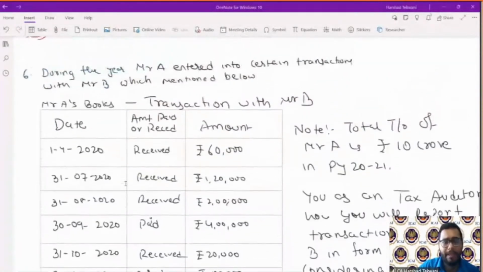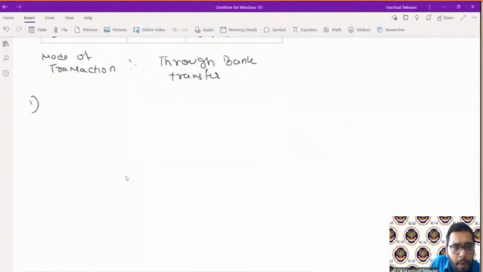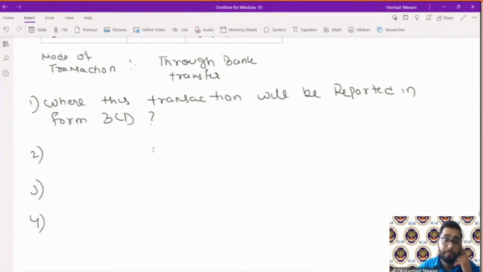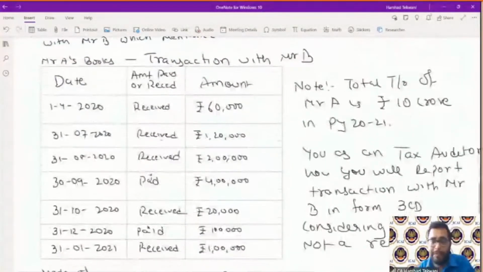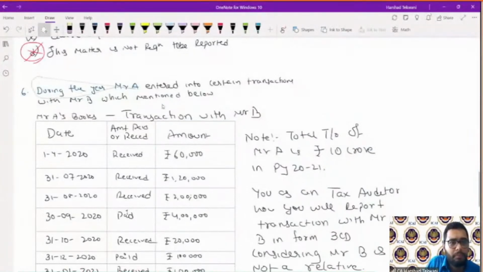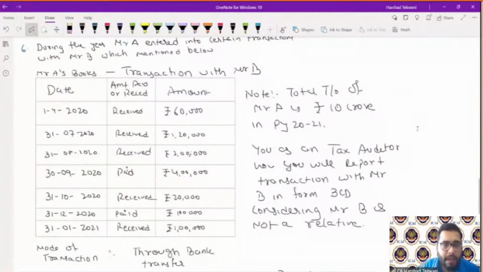So here, you tell me where this amount will be reported. Okay. Now question number 1. Where will this transaction be reported in Form 3CD? In which clause? Then I will ask the next series of questions. Where will this transaction be reported in Form 3CD? Come on, guys. Pretty easy, nothing difficult over here.